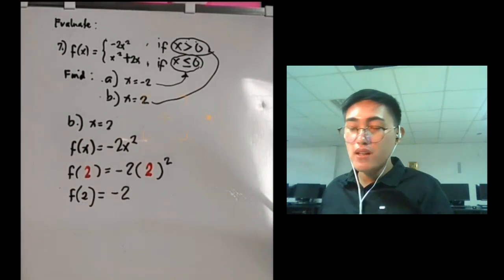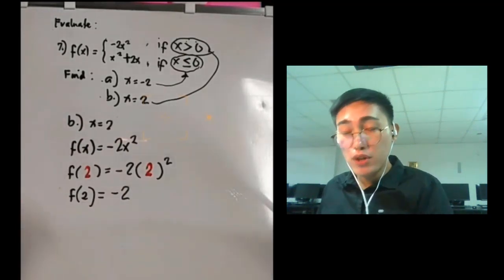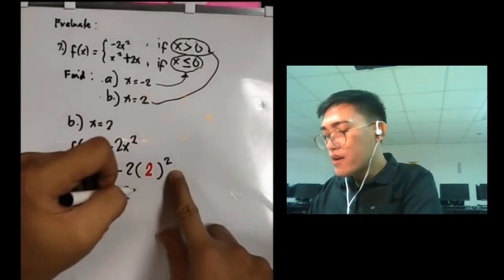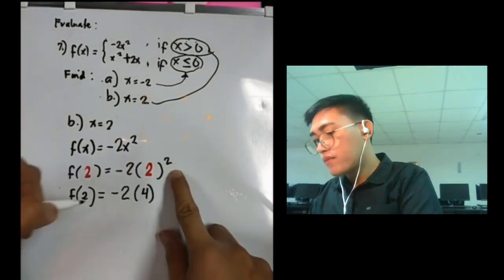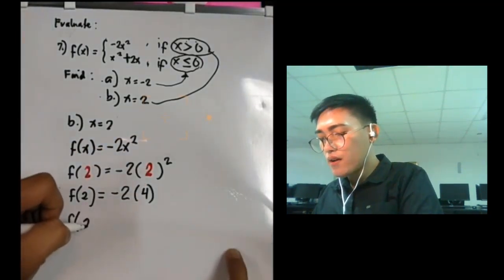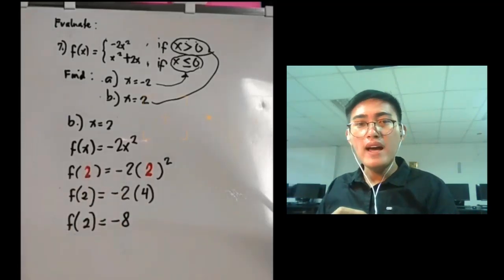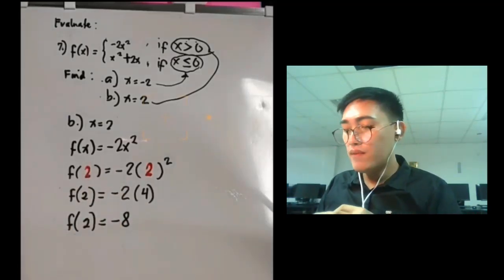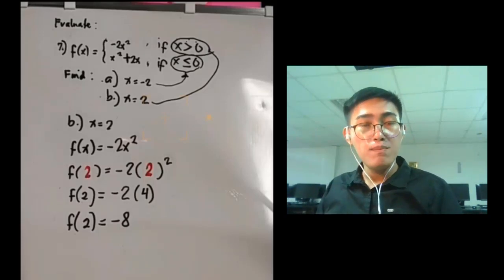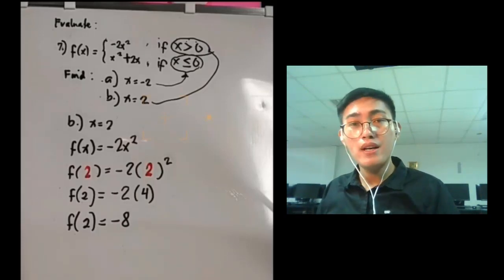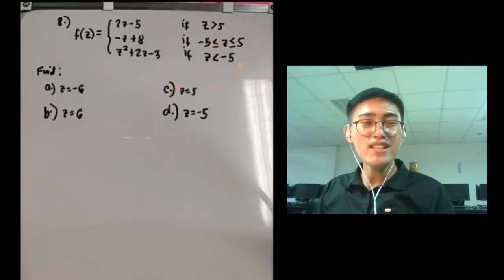This is what I'm saying to you. Exponent first before multiplication. 2 squared is positive 4. Simplify. Negative 8. So we got 0 and negative 8 for piecewise function number 7. Alright, so let us continue.